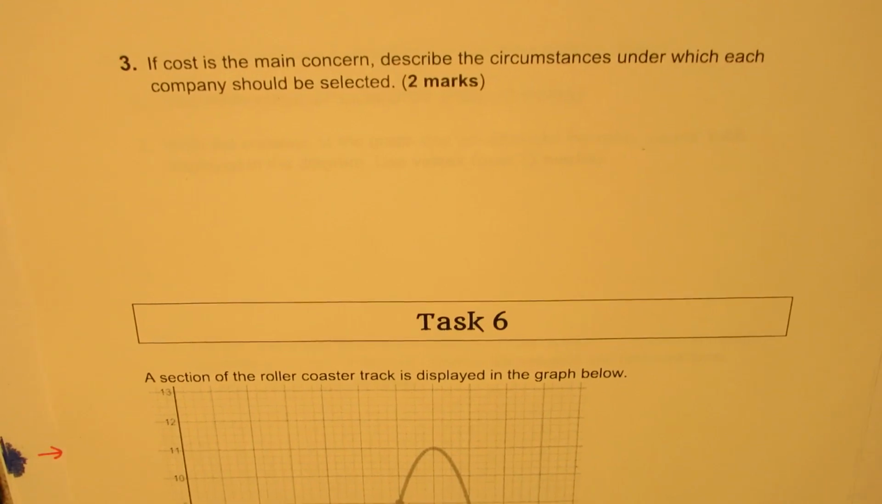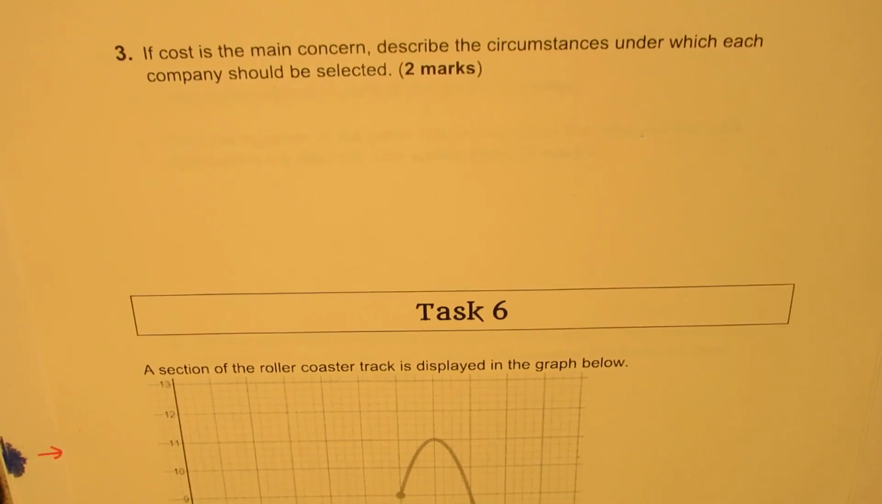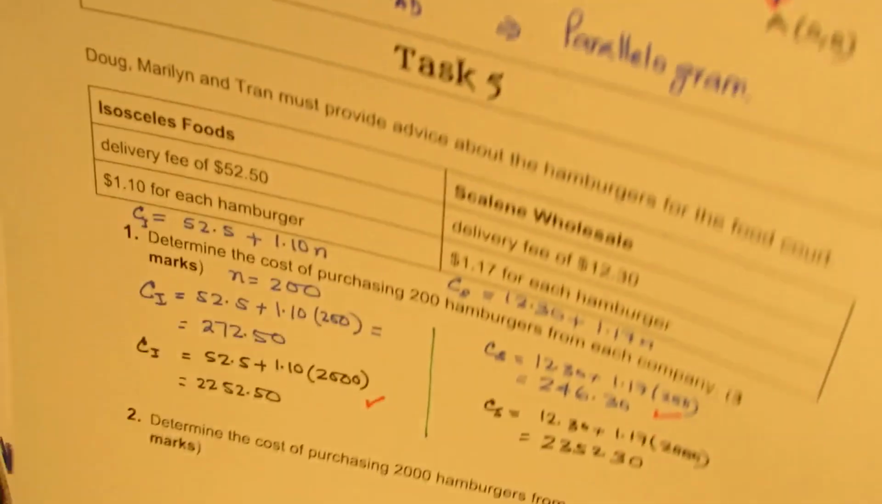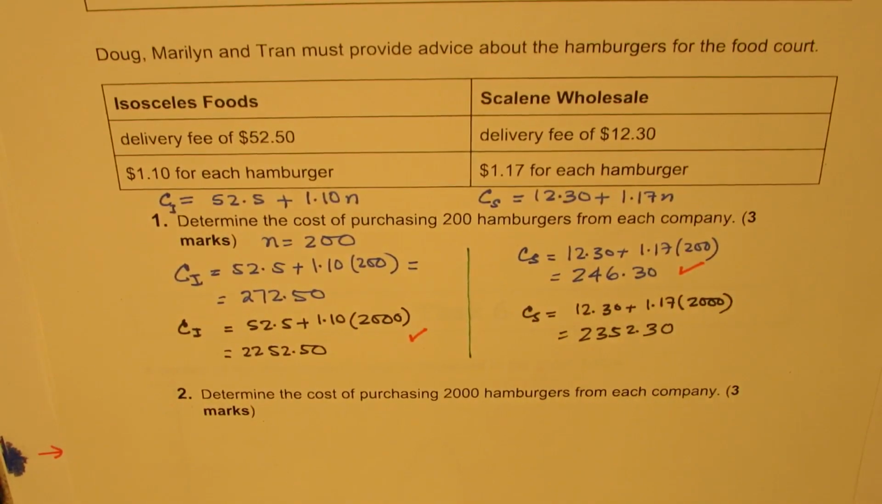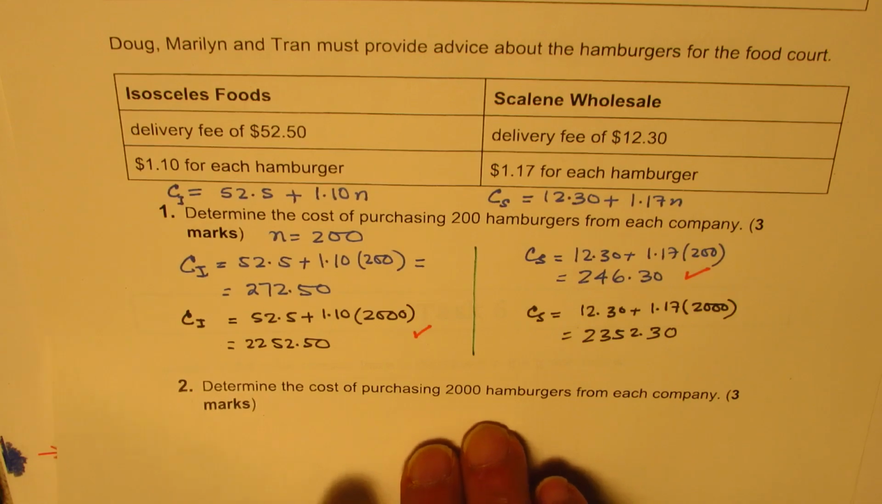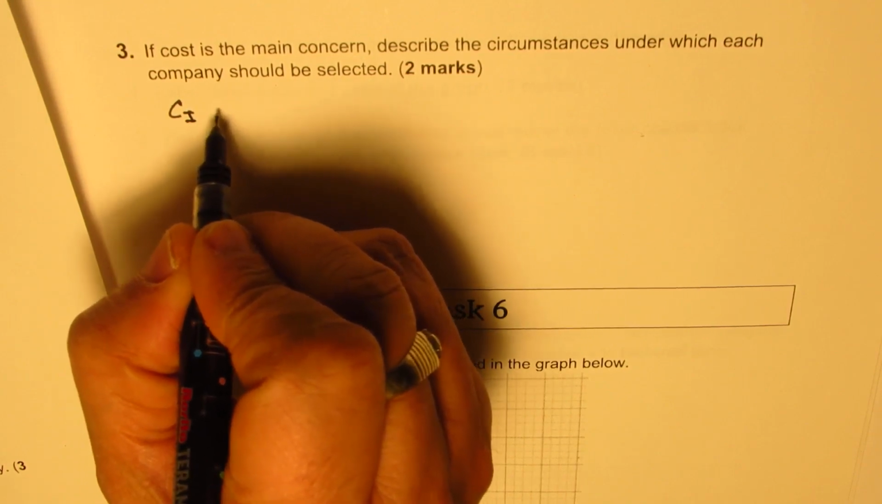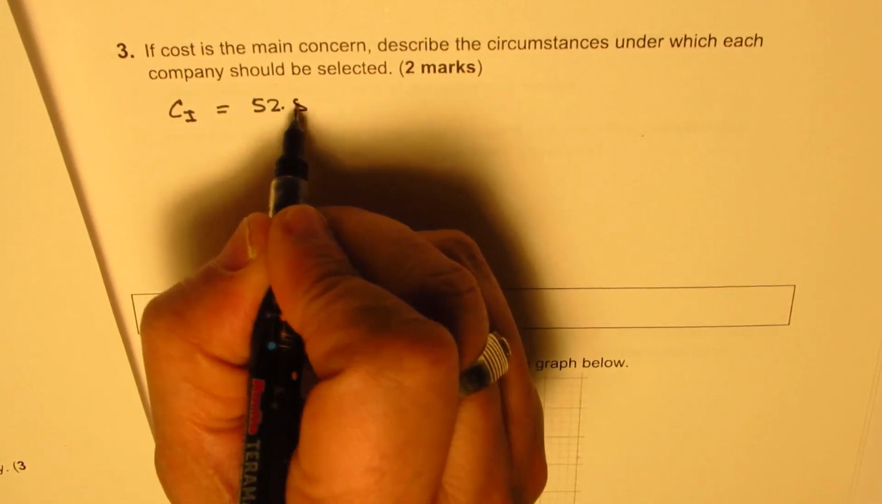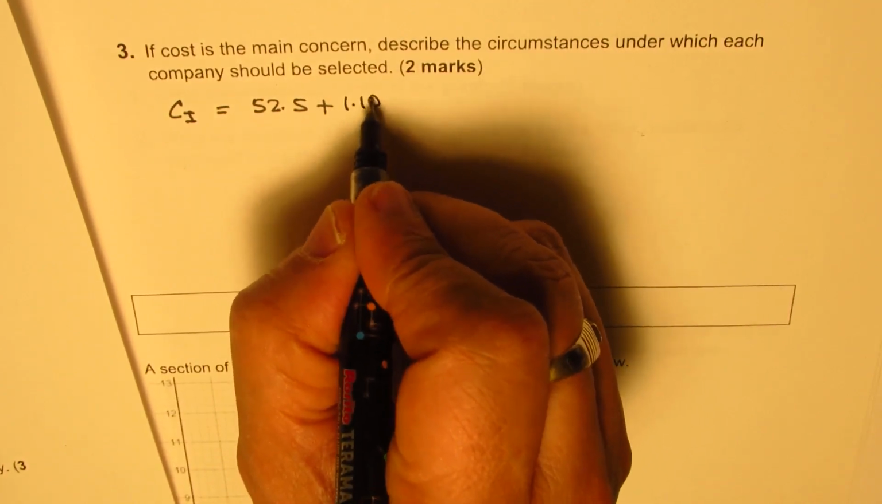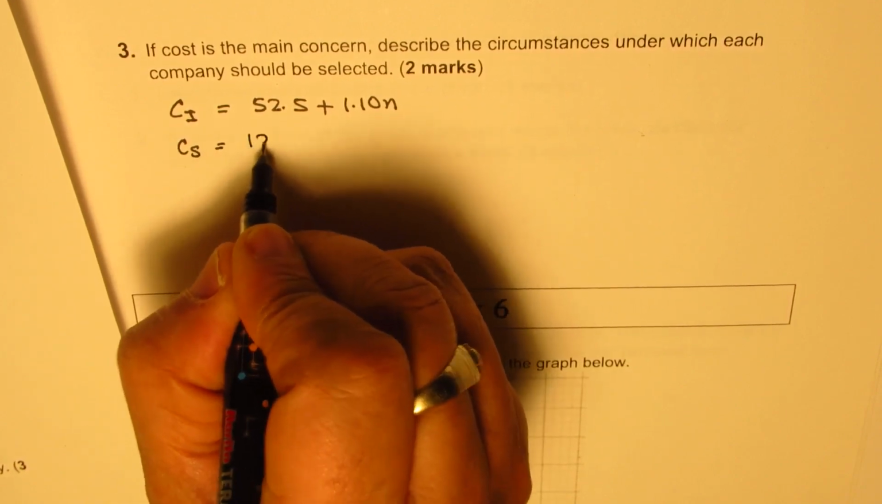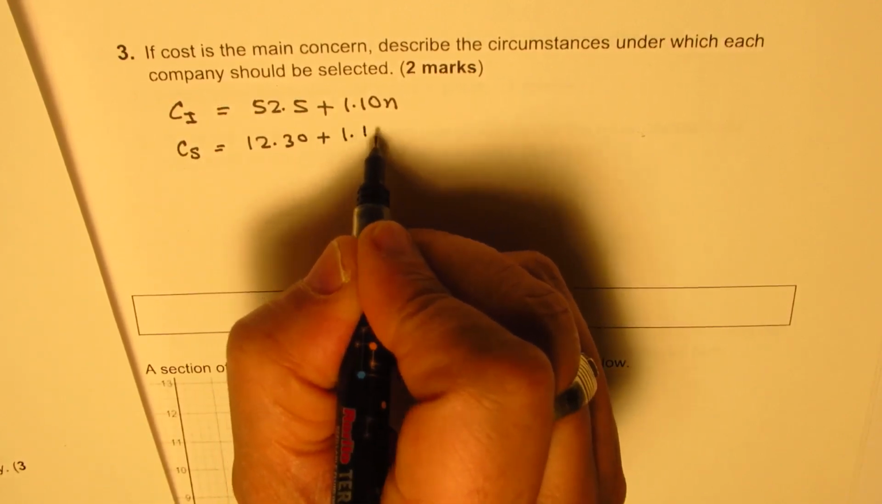If cost is the main concern, describe the circumstances under which each company should be selected. So that's the whole case. We have an idea that if it is around 2,000, then the first company, Isosceles Foods, is better. Otherwise, the other company is better. However, we need to work out the exact value where they give the same cost. So let's rework our equations. We have two equations: Isosceles is 52.5 plus 1.10n, and Scalene is 12.30 plus 1.17n.